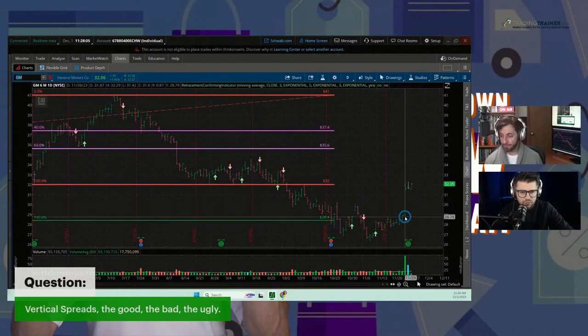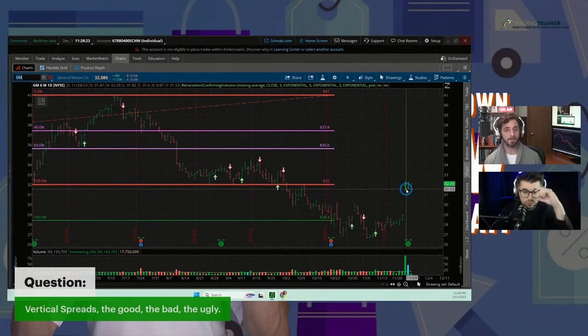So it's very easy. Like, for instance, anybody who was in the 29, 30 vertical spread up until 3 days ago, you were doing fine. And then all of a sudden, overnight, with GM jumping above $30, you were wiped out.